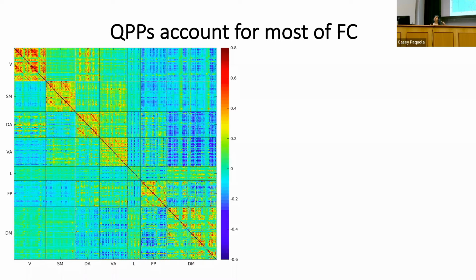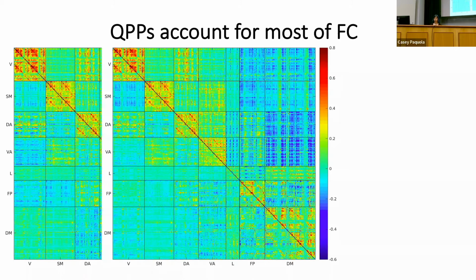This matrix was created from the classic parcellation, so 360 by 360 parcels. And this top right corner shows the original correlation values. You see a lot of anti-correlation here, between default mode network and task positive. And within these boxes, you see the inter-network correlation. Now on the bottom side, this is what happens when we take out the primary QPP. And in this bottom triangle, we've lost most of that anti-correlation and also some of the correlation within networks.